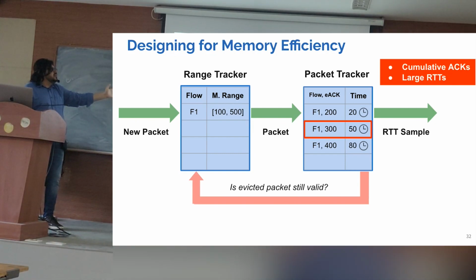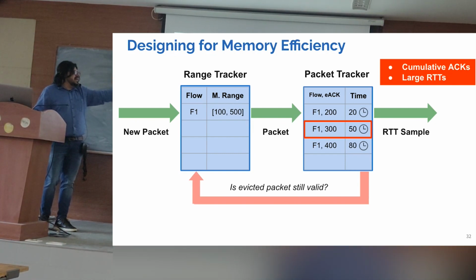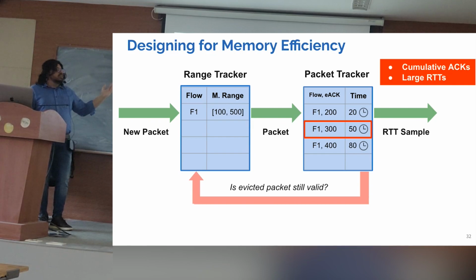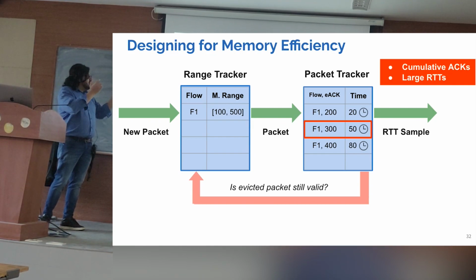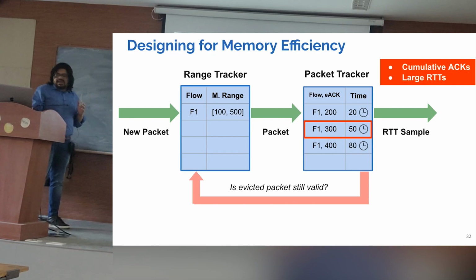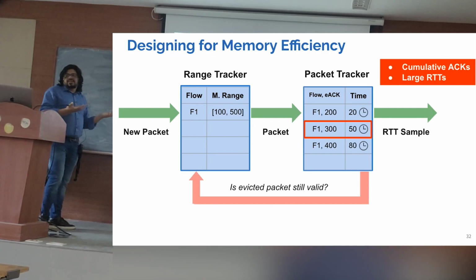If it is still valid, we reinsert it using a different hash function, essentially. But if it is already too late, if it is stale because the measurement range has moved forward, then we just drop it. And that makes space for new entries naturally. So this is sort of reactive, and we call this lazy recirculation with a second chance.